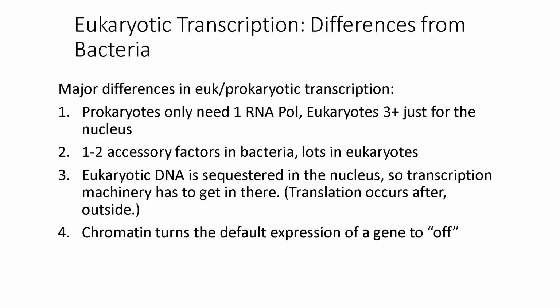Unlike prokaryotes, eukaryotes use multiple RNA polymerases for nuclear transcription, at least 3. They also require dozens of accessory factors rather than just 1 or 2. Another key difference is compartmentalization. In eukaryotes, transcription occurs in the nucleus, while translation happens in the cytoplasm. Moreover, chromatin structure silences genes by default, making transcription highly regulated.